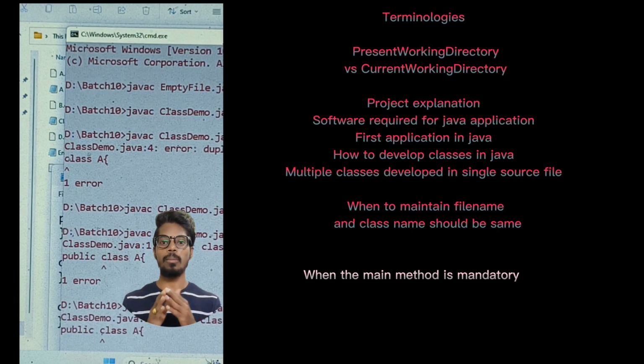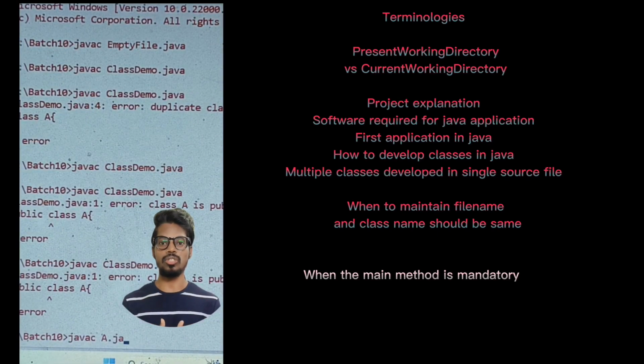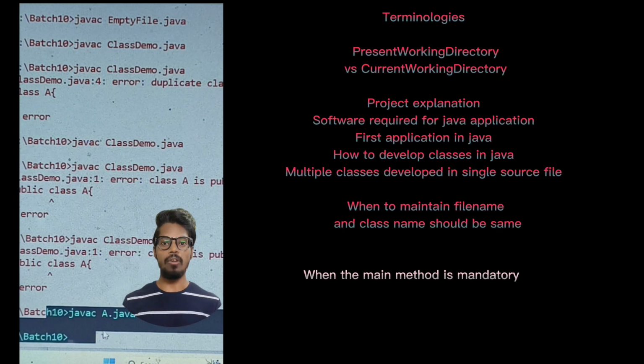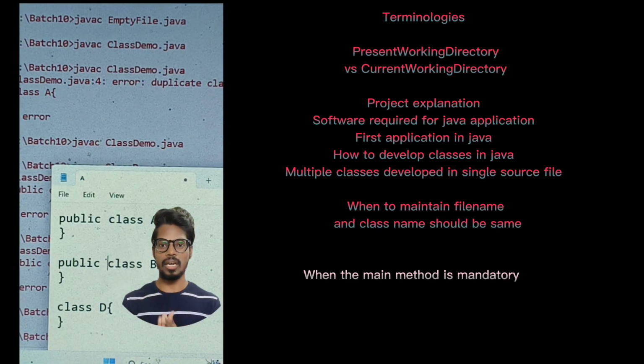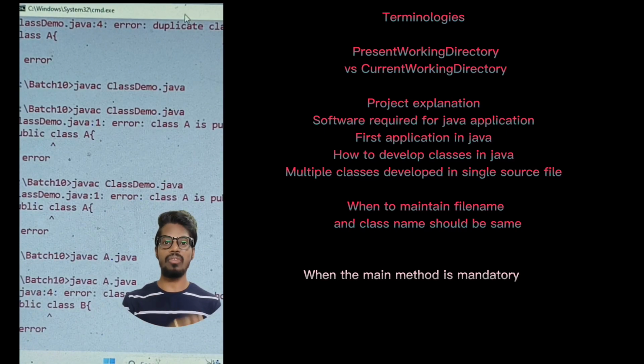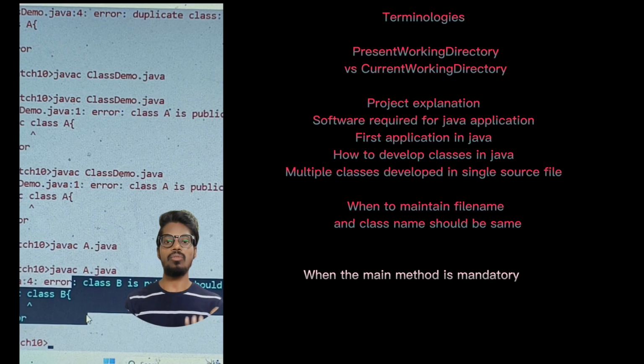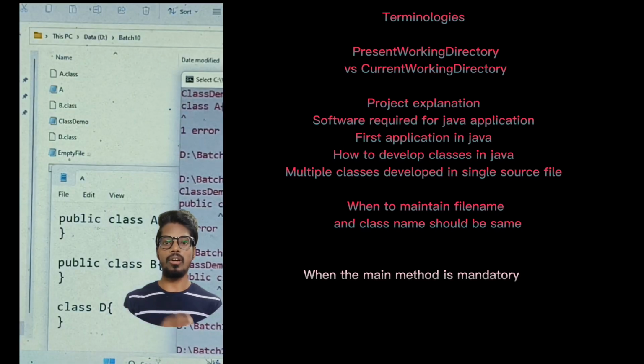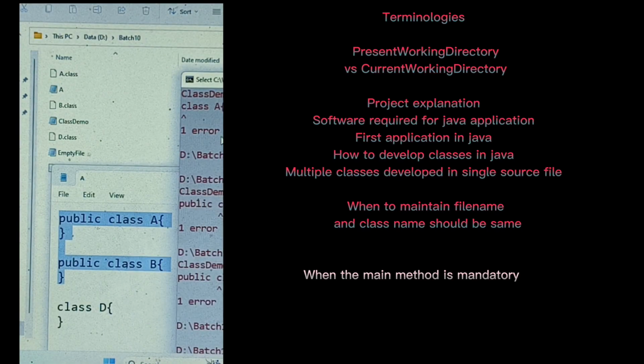Any number of non-public classes we can declare within a single source file. But within a Java file, if I want to develop two public classes, it is not at all possible, because one file we cannot save with multiple names, right? The public class name and file name must be the same, which means one file we can save with one name only. We can't save with multiple names.